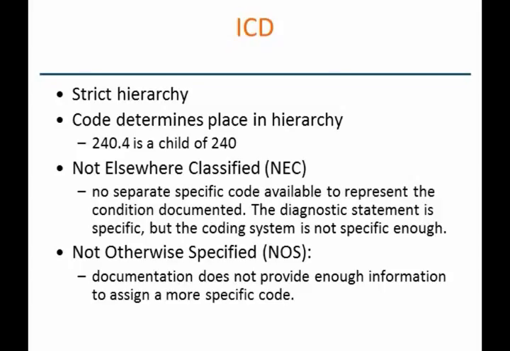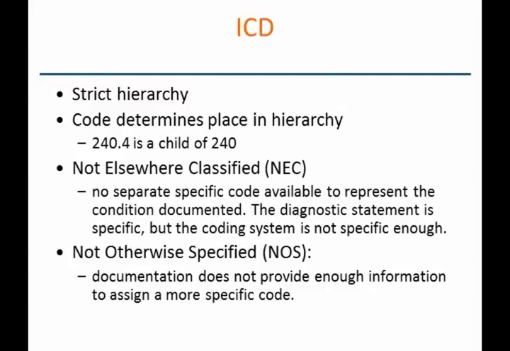And then there's also, what if the coder is reading through the chart and can't figure out if it's diabetes with or without a complication, or some other disease where there's just not enough information to know how to assign a more specific code? That is referred to as not otherwise specified. I recognize that this may seem a little bit obtuse at this point, but just hang in there. You will see these NECs and NOSs in the ICD-9 coding hierarchy.